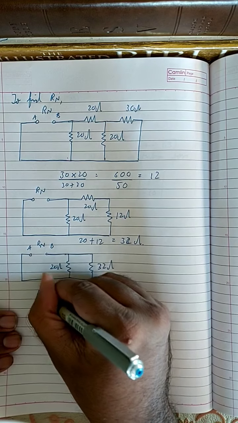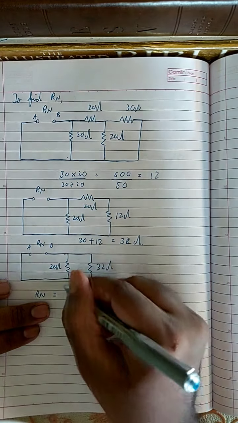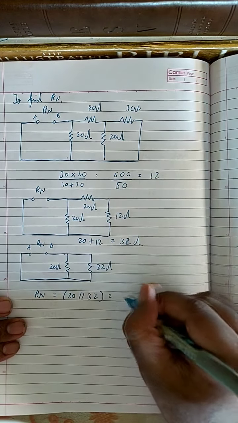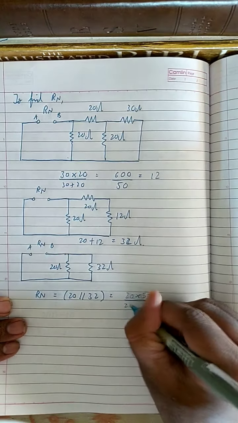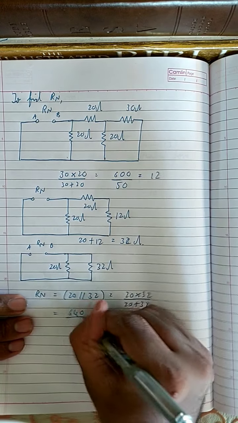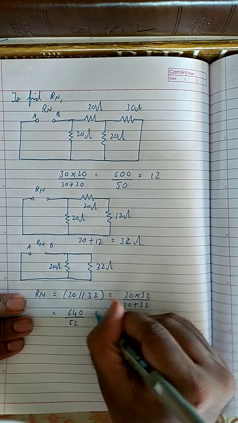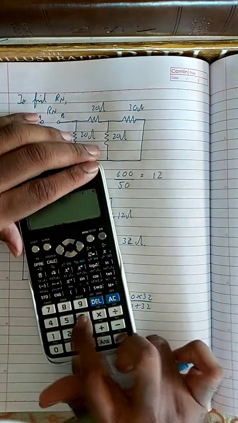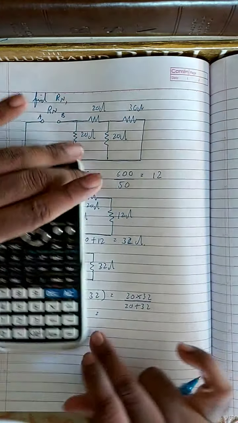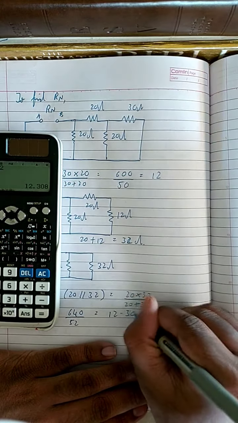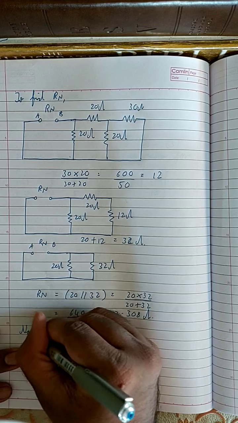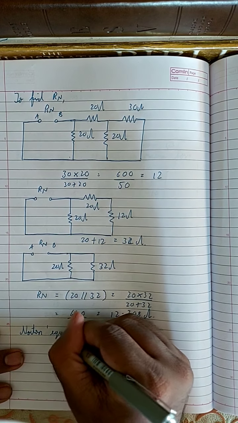So Rn, your Norton's resistance, is equal to 20 parallel 32, or in other words 20 into 32 by 20 plus 32, which is 640 by 52, which is 12.308 ohms.